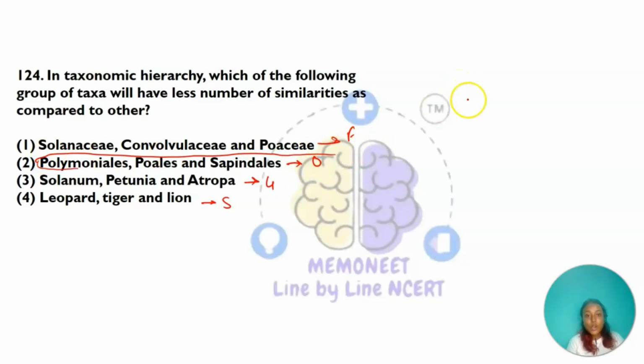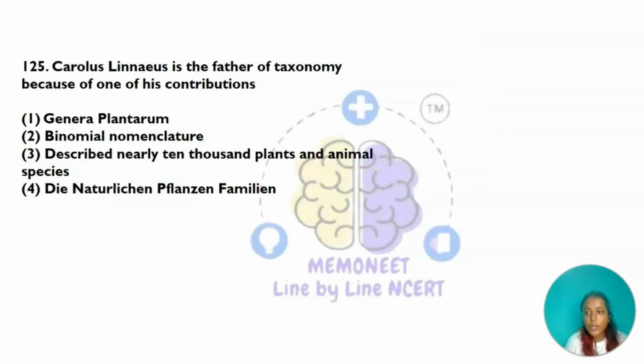Why is it so? Because at first we have the kingdom, then the division, then the order, then the family, then the genus, then the species. As we can see, order is above family, so they will have fewer similarities than family, genus and species. So let's move on to the next one.